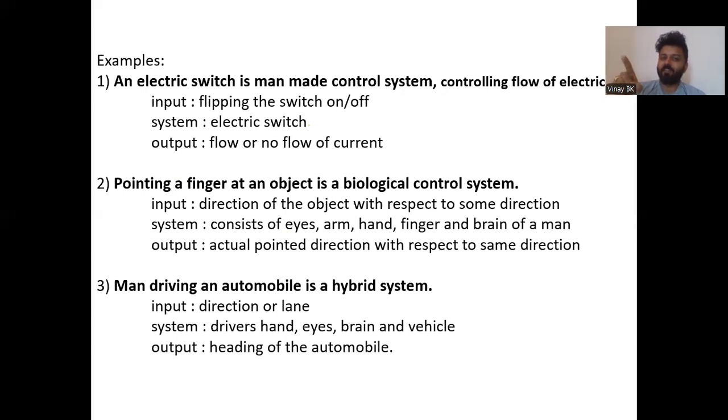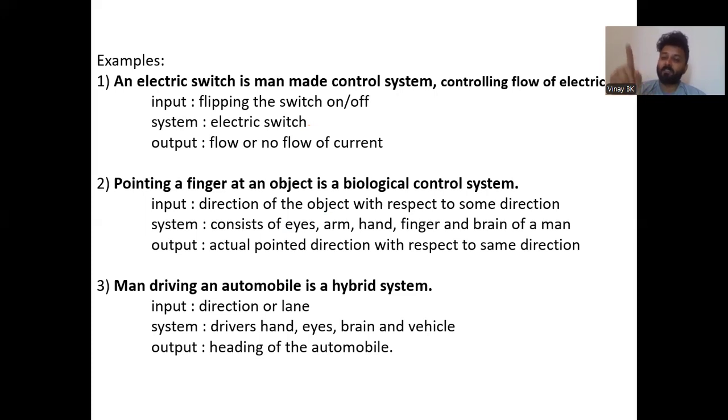That is nothing but flipping the switch on or off is the input. The system is the electric switch. Once you switch on the switch, the flow of current, the flow of charge, happens from the input, that is the switch, to the electrical equipment, and it completes the path. Due to that flow of current, the lamp becomes on, the electrical equipment becomes on. That we can call the output.